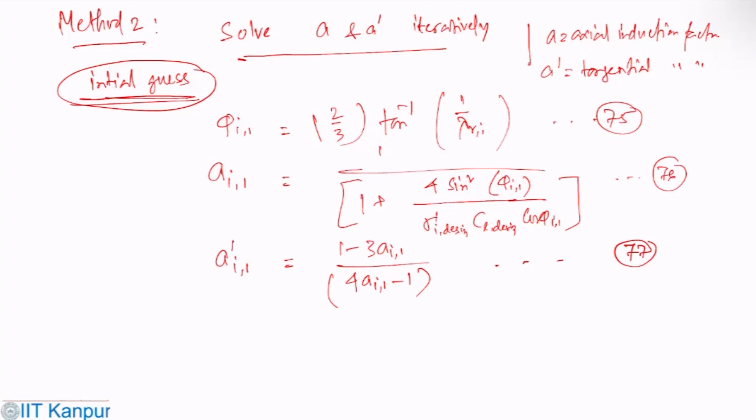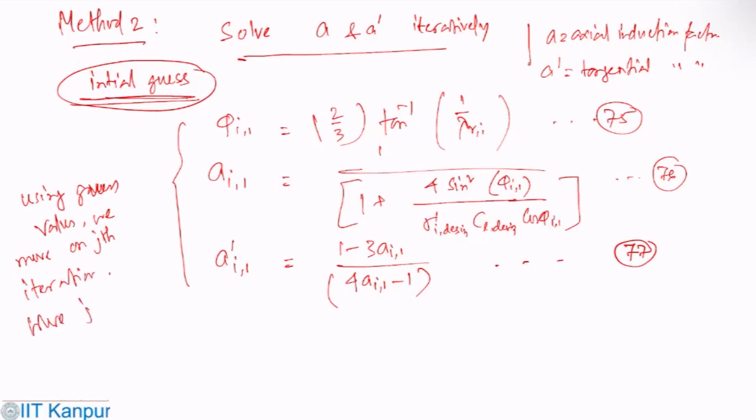So now we use some guess values for that and move to the jth iteration, where j equals 1 is the first iteration. So these are all the values for the first iteration.